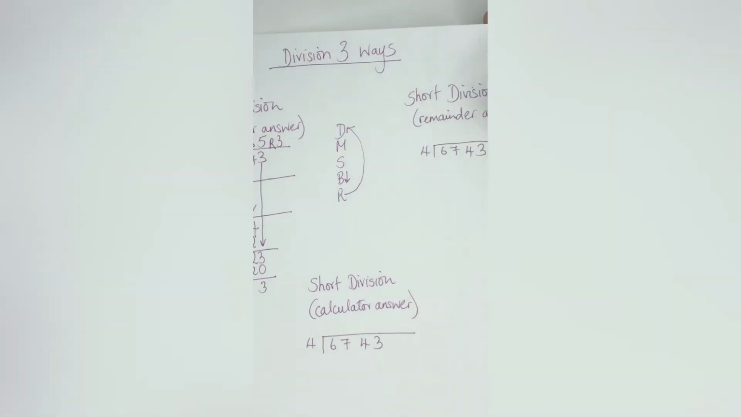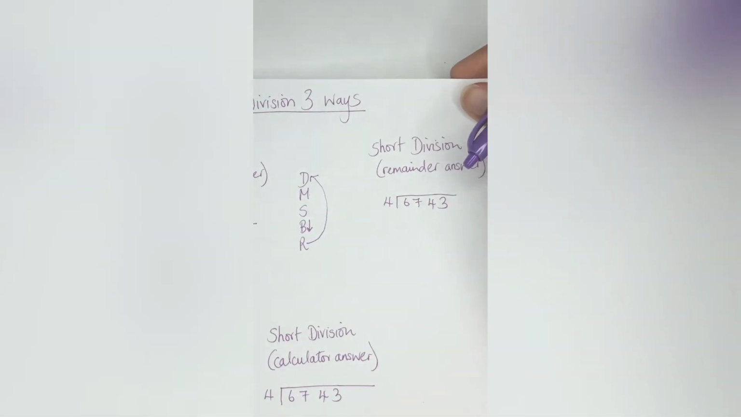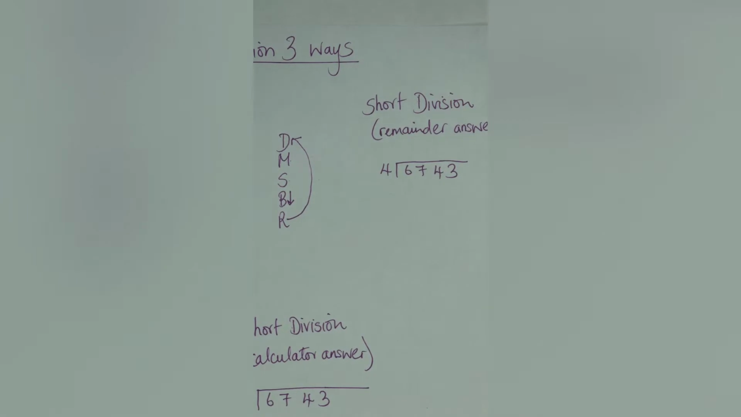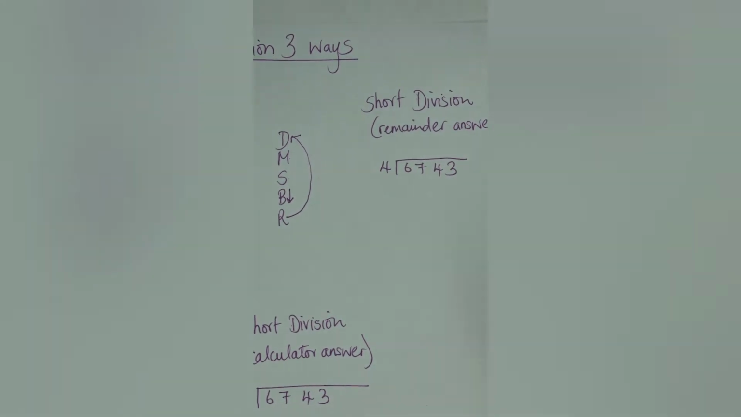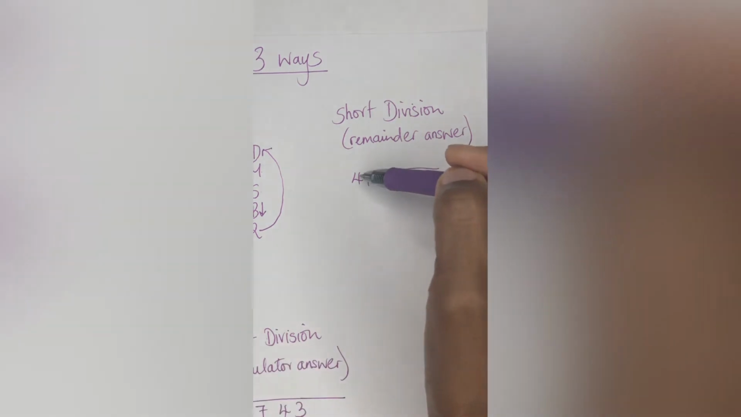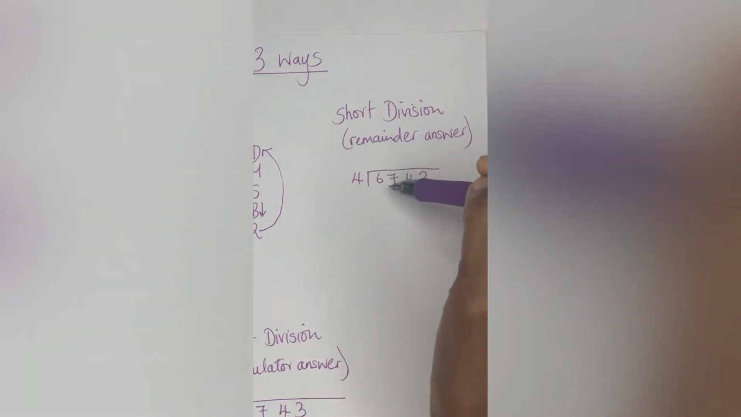Now, let me go across to the short division, because that is the way I learned division in school. So short division is basically when you are putting the remainder in front of the next number that you haven't used yet. So let's go ahead.